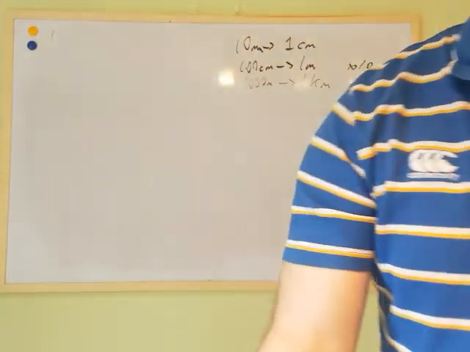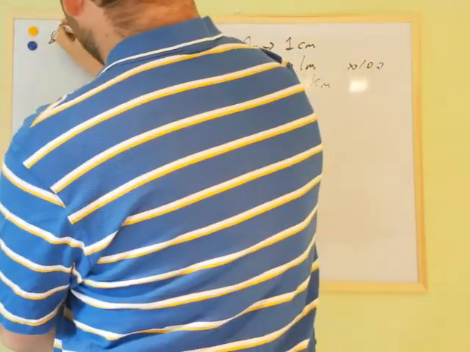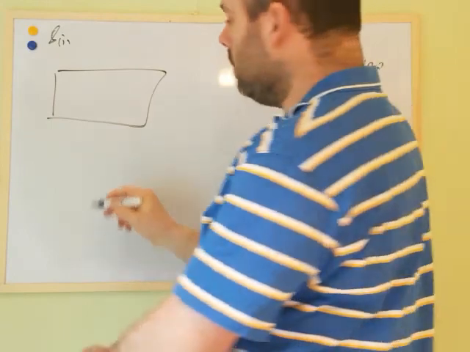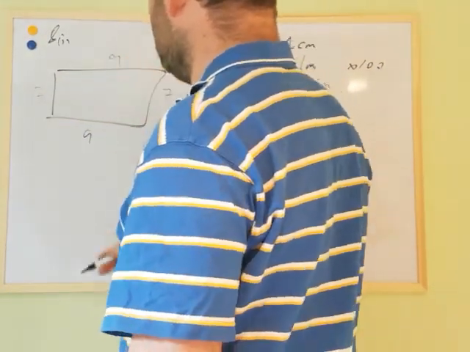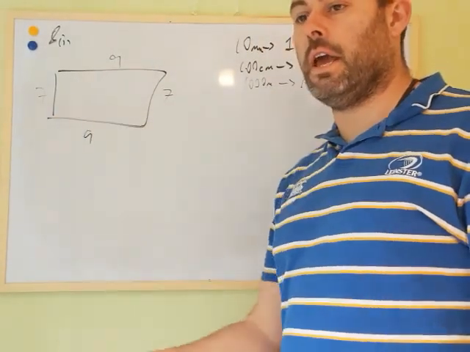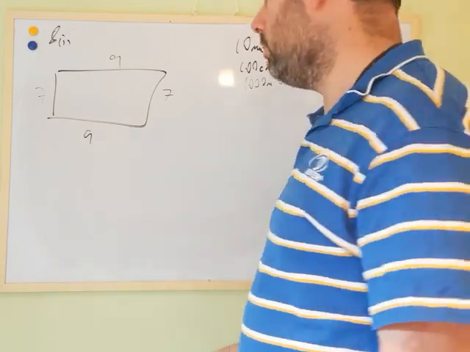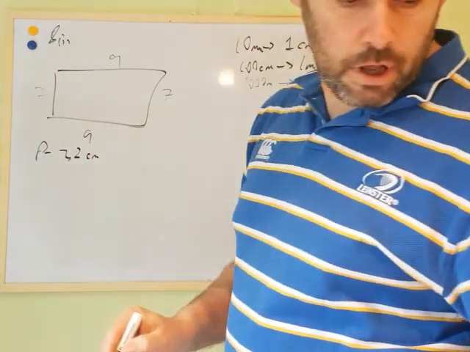Now, question 8. Work out the perimeter of each of these rectangles. So our first one, 7 by 9. Well, if that's 7, that has to be 7, that has to be 9. 9 and 9 is 18. 7 and 7 is 14. 18 and 14 is 32. Okay? Next one.